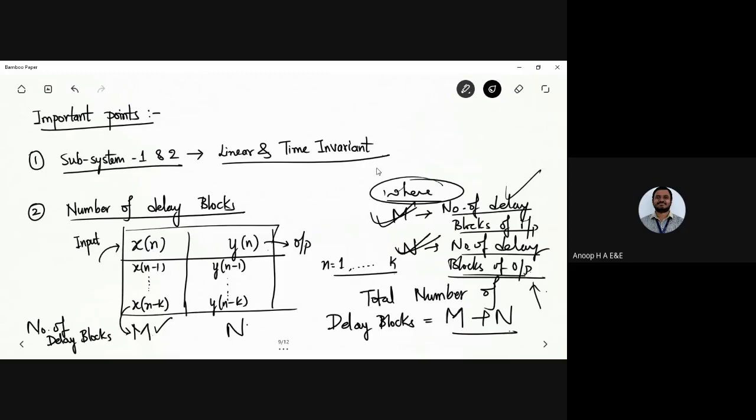Now I'm going to the next form of realization. I'll come to continuous time systems after I complete the direct form 2 realization. Moving on to the next one, I have direct form 2 realization.